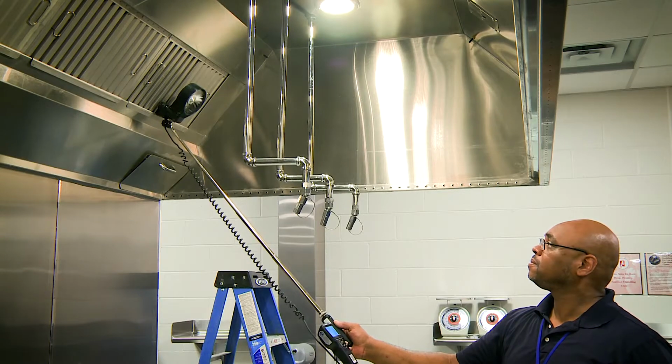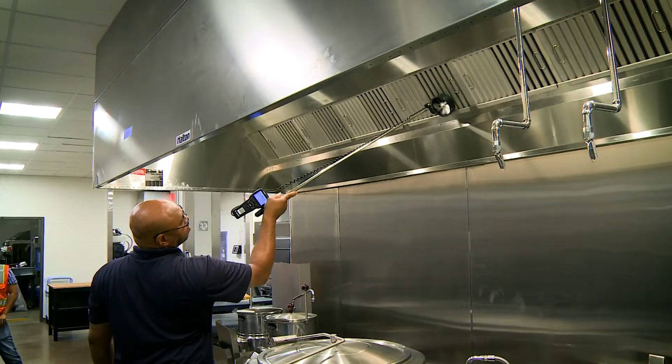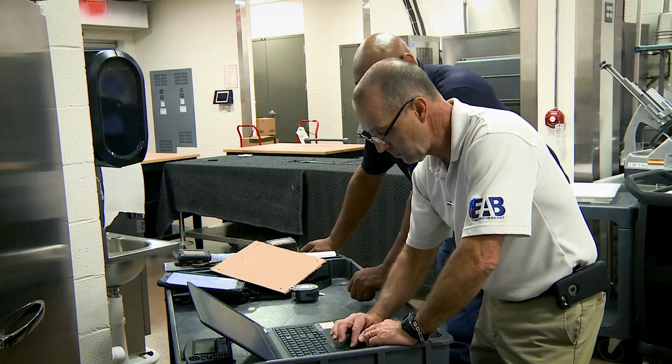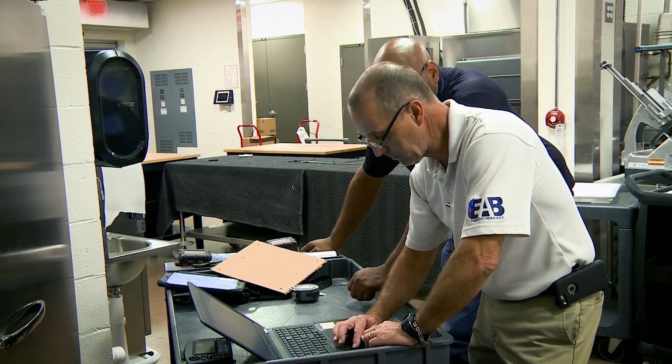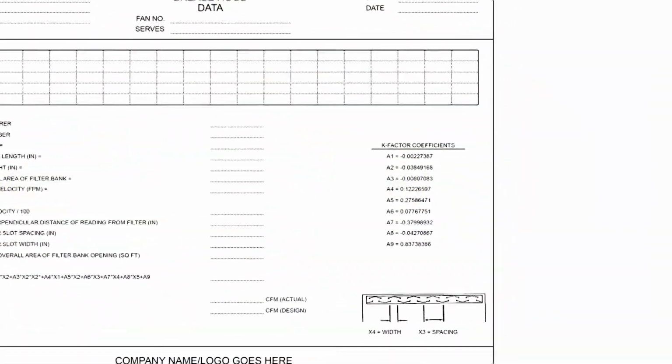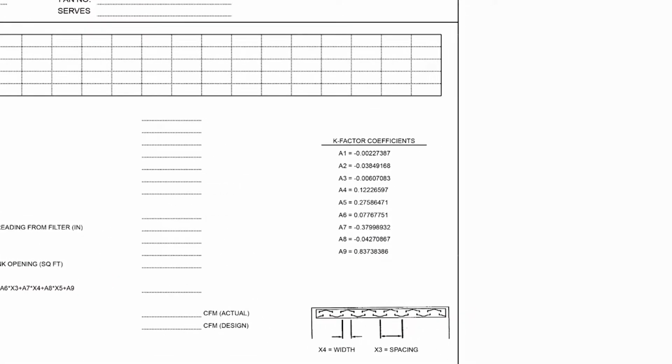Each filter must be read with a rotating vane anemometer in each corner and one in the center. The velocities are recorded and averaged. The following algorithm was developed to establish a correction factor K.